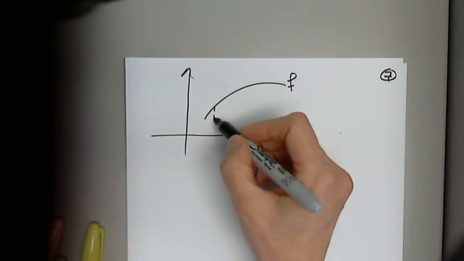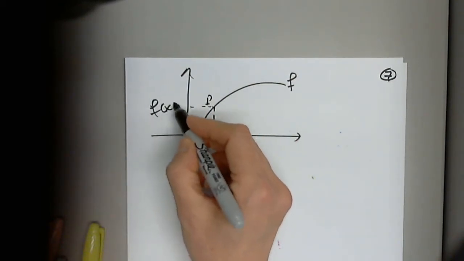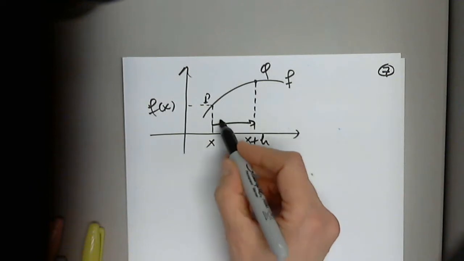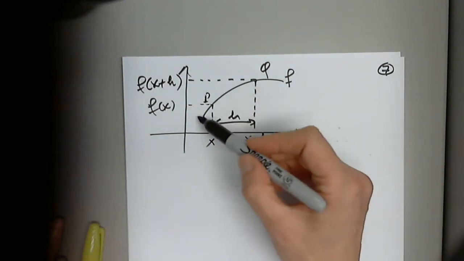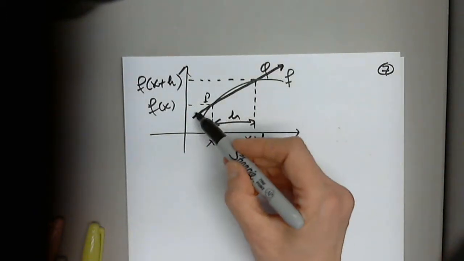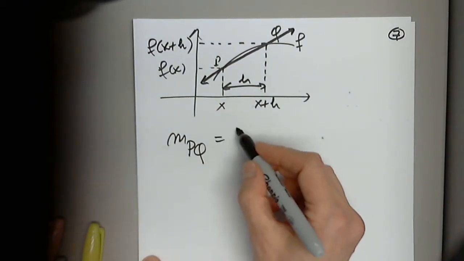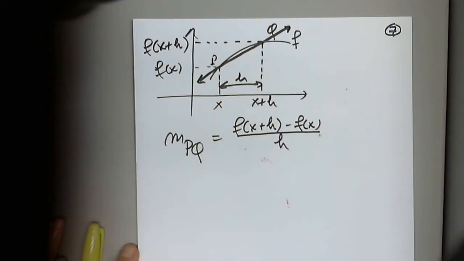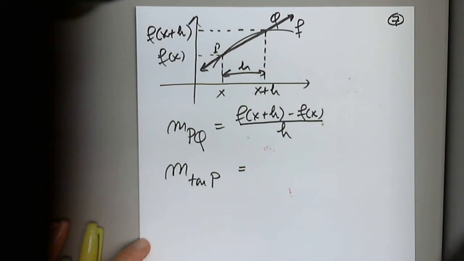Here's the function f. Here is P. Here is x. This is f of x. Of course, this is Q. This is x plus h. This is h. And of course, this is f of x plus h. We are looking at the slope of the secant line, the slope of the secant line PQ. We already know now it's f of x plus h minus f of x divided by h. But what we want to determine is the slope of the tangent at P. This is what we want to determine.